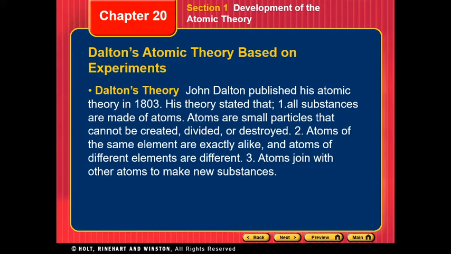Now, another scientist named John Dalton published his atomic theory in 1803. His theory stated that all substances are made of atoms. Atoms are small particles that cannot be created, divided, or destroyed. Atoms of the same element are exactly alike, and atoms of different elements are different. Like 1 milligram of pure gold: even if you divide that 1 milligram, you will still come up with 1 atom of gold that is the same as the other atoms of gold in that 1 milligram.